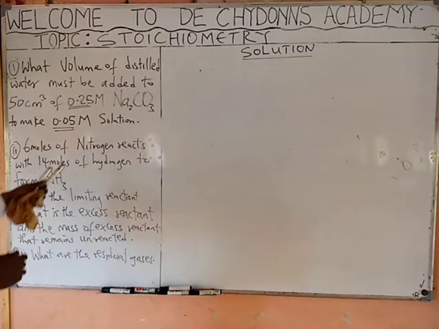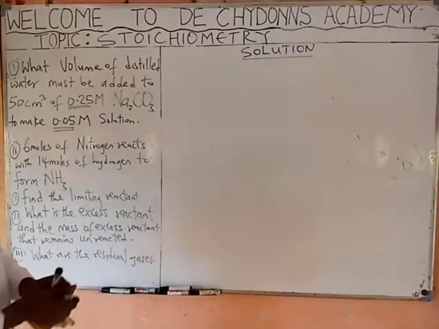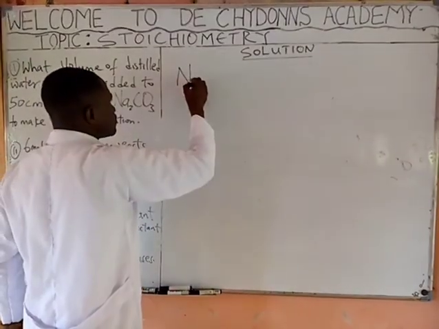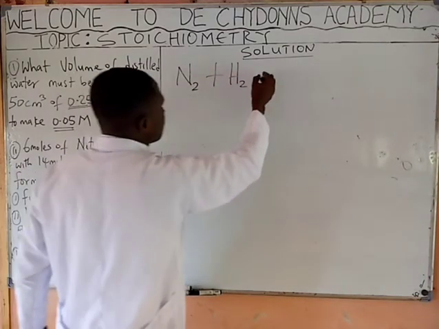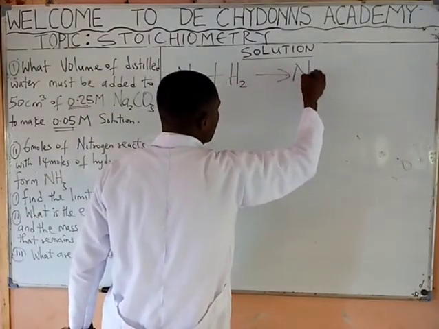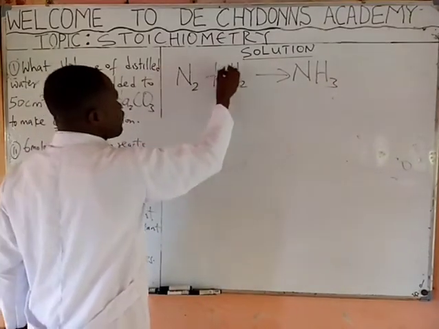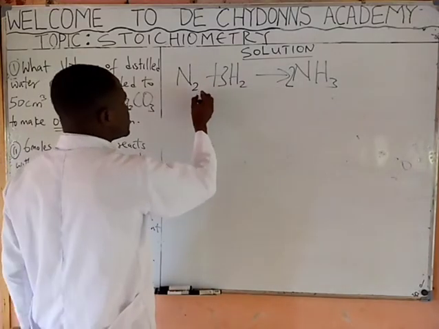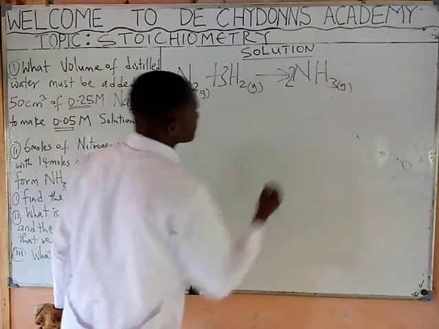Before you solve a question on stoichiometry, you must have an equation, a well-balanced equation. And look at it. Nitrogen can only react with hydrogen when being in gaseous form to give us ammonia. So, if you want to balance it, you put 3 here and put 2 here. This is gas, gas, and gas.